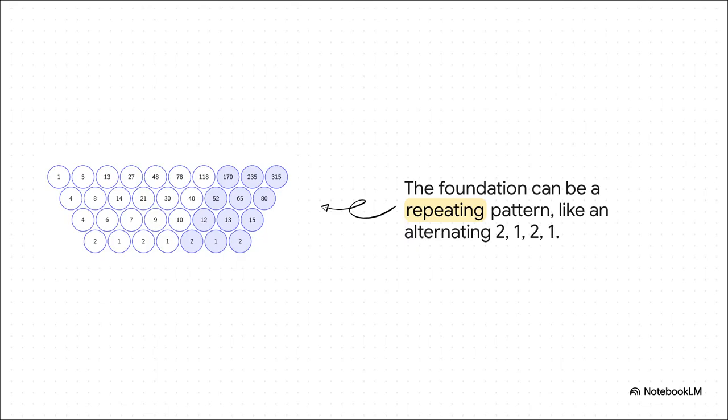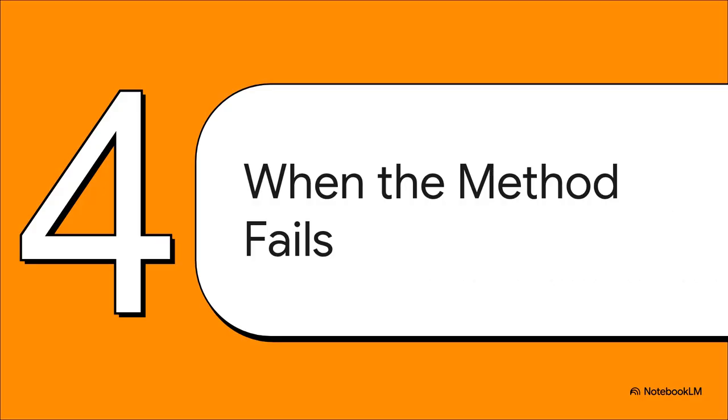And get this, sometimes the foundation isn't even a single number. For this sequence here, you go all the way down and you find this steady repeating rhythm, 2, 1, 2, 1. And that's totally fine. As long as the pattern is predictable, you can use it to build your way back up. But all this success raises a really important question. Is this thing a magic key? Does it unlock every single sequence out there? Let's find out.